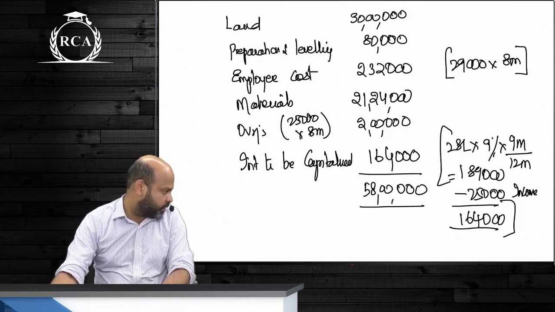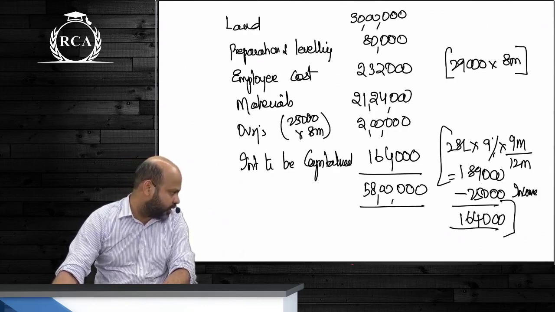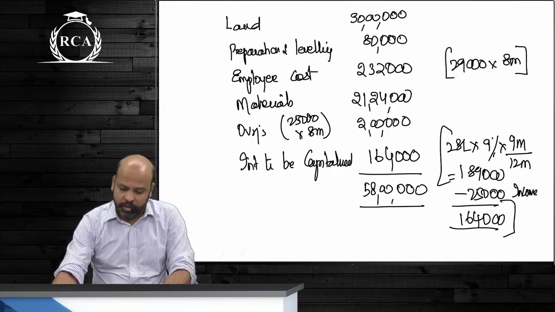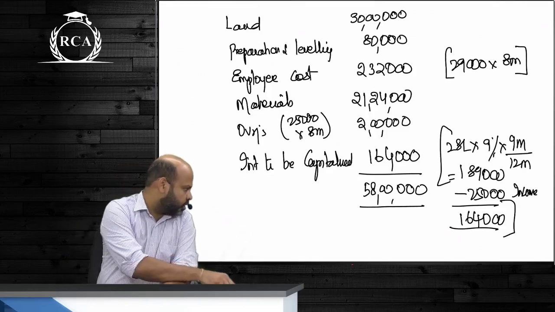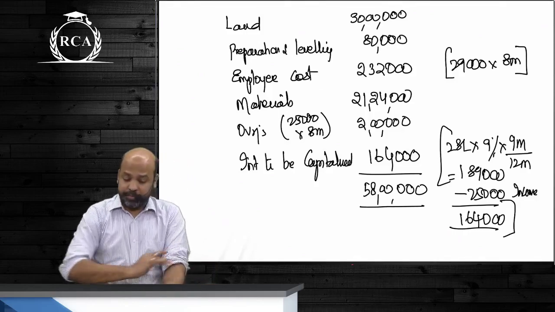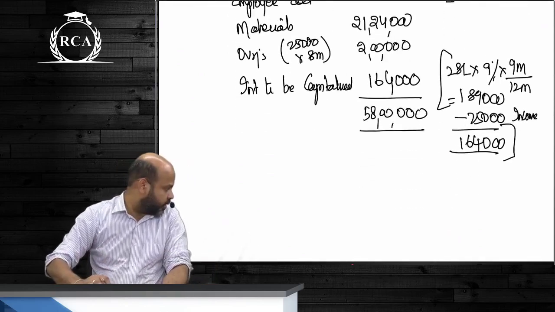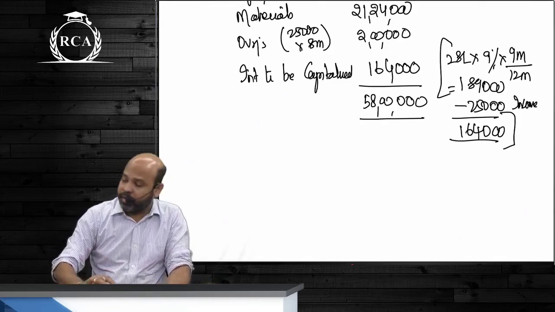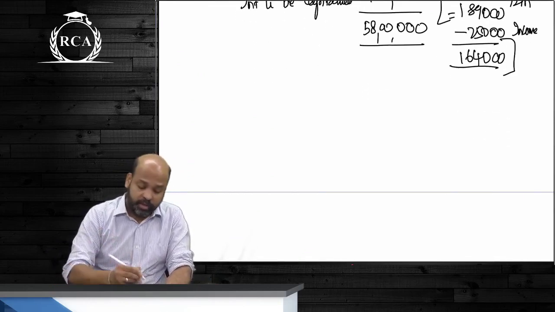58 lakhs. Online students, I hope you're all listening better and paying attention. 58 lakhs. Next, beta. Now the depreciation part, guys. Listen for a minute, guys.